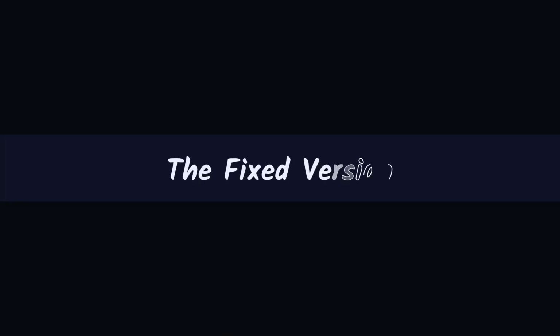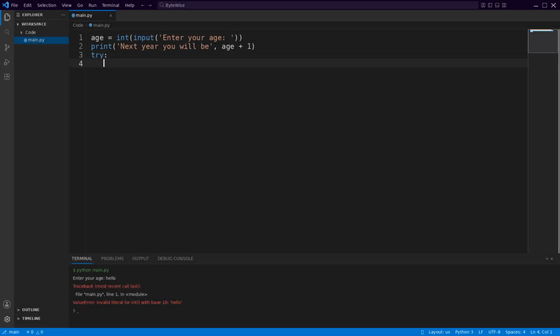Now let us write the full fixed program. The try block contains both the conversion and the calculation. The except clause catches a value error specifically. Notice we do not write bare except with nothing after it. We always name the exception type.